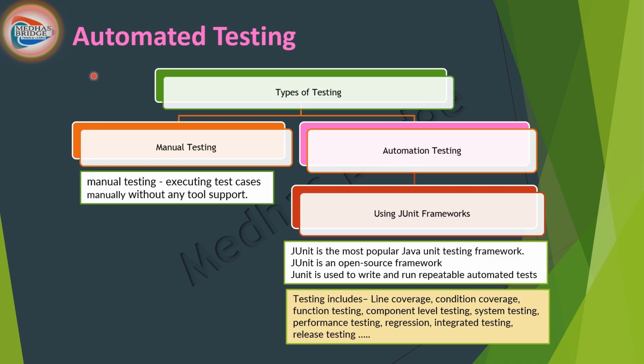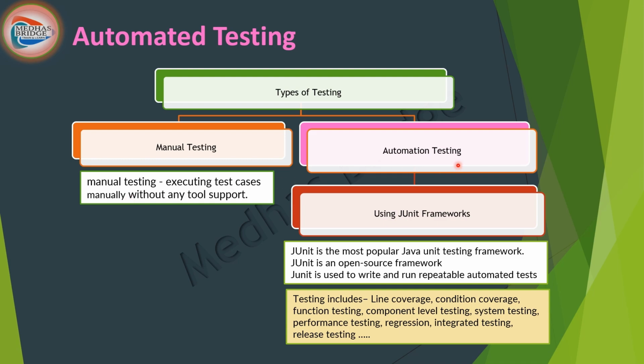Now let's look at automated testing, meaning test automation. Prevention is better than cure, isn't it? That's why, while writing or developing software programs, you always keep in mind how you're going to test the code. There are different approaches that we have. Looking at it very broadly, we have two types of testing: manual testing and automation testing. Manual testing means executing test cases manually without any testing tools. That's called manual testing.